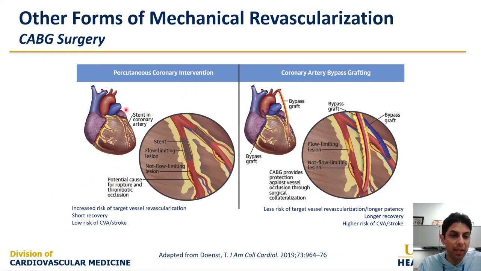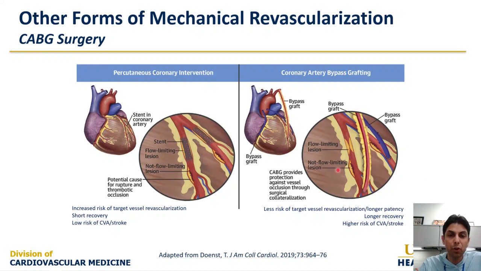So PCI, the advantage of that is its short recovery. We can do it very quickly. Patients get out of the hospital the next day typically. The other advantage is there's a low risk of stroke associated with that procedure. But one disadvantage is the fact that there's an increased risk of target vessel revascularization. What the heck does that mean? That means in the vessel where we put in that stent, and within that stent, we don't necessarily have as durable a result as compared to CABG surgery. So that's a disadvantage of PCI, is that a patient may require another stent procedure down the road sooner as compared to if they underwent CABG surgery.